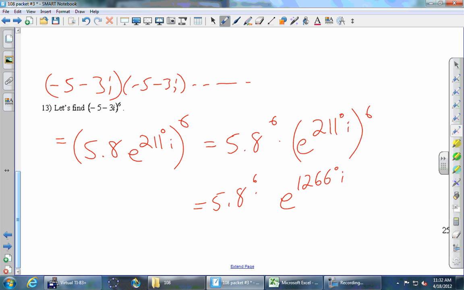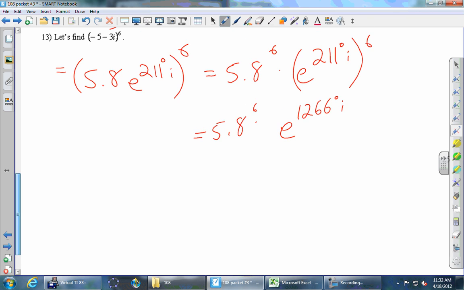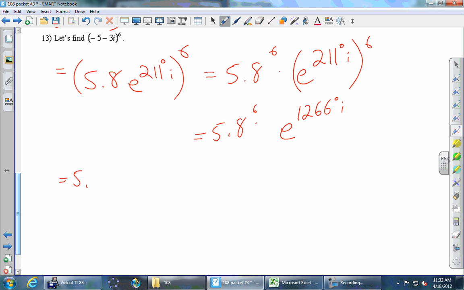Like this. And it would be kind of strange, like we've gone to this other equivalent world, but it doesn't look like a plus bi anymore. So it feels like we should bring it back to a plus bi. All right, so then what does it mean to bring it back? So I've got 5.8 to the 6th, which we're still going to hold on to. And then e to the 1266i, well, that was the same as cis of theta, right?